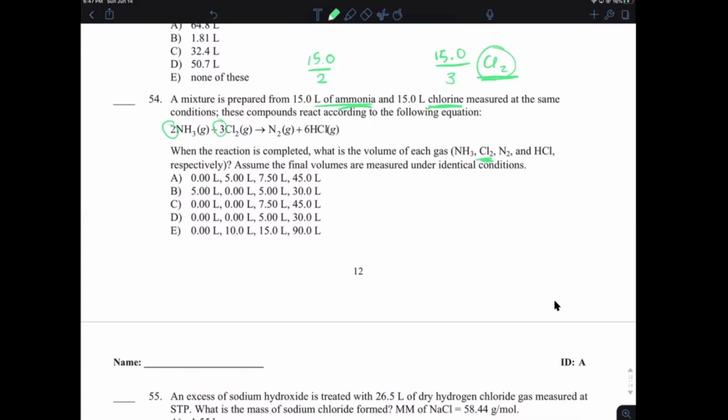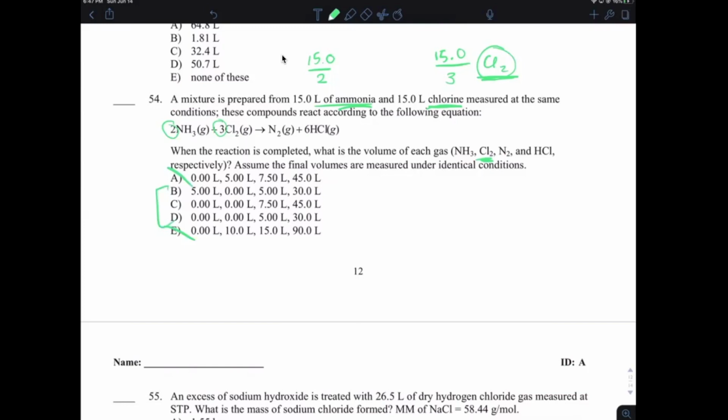Oh, no problem. So if we start off with however much chlorine gas and it's the limiting reactant, so all of it is used up, how much is left by the end of the reaction? Yeah, none. So 0 liters. So it can't be A and it can't be E. So we have these 3 options to work with.